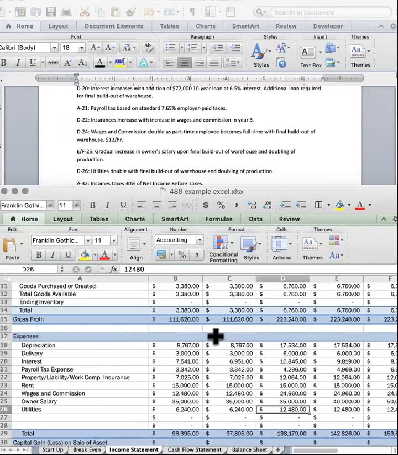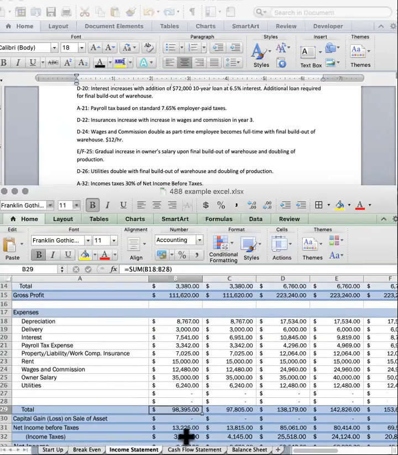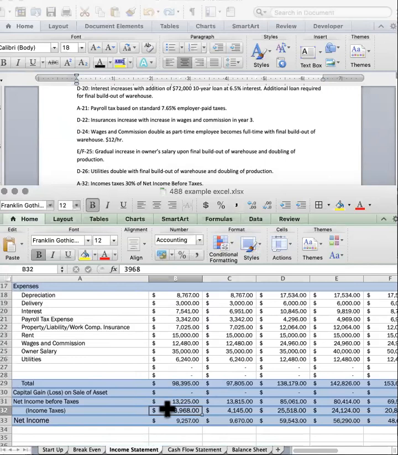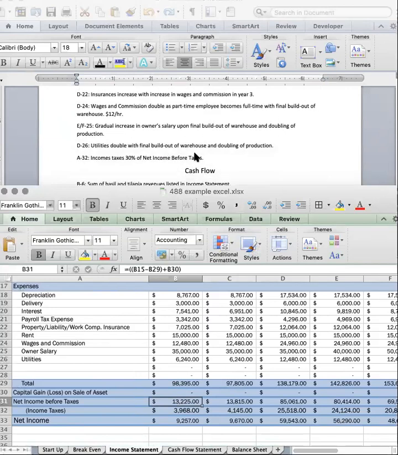Now all of these expenses are added up and totaled right here. And then they're subtracted from the gross profit to give you the net income before taxes. The income tax line here is 30% of this row here. Again, you have a note for this as well. But 30% of the net income before taxes is your income taxes, and then this minus this is your net income for the period or the year. Now let's head over to the balance sheet.